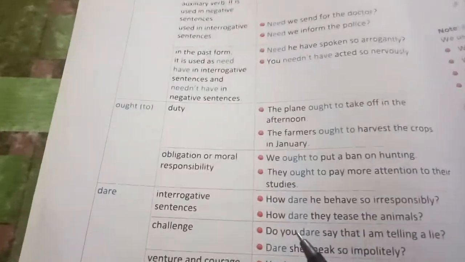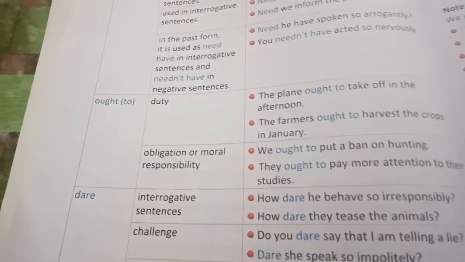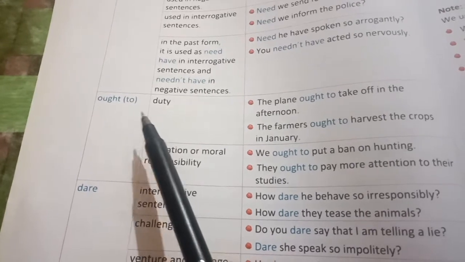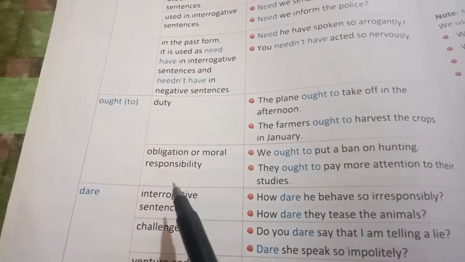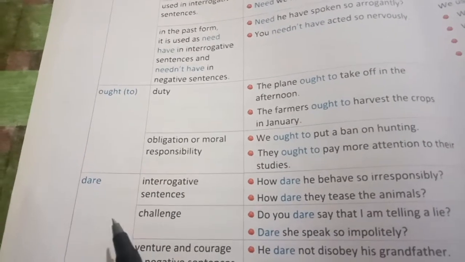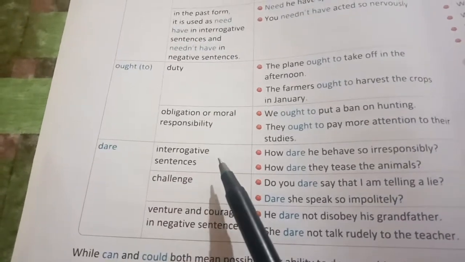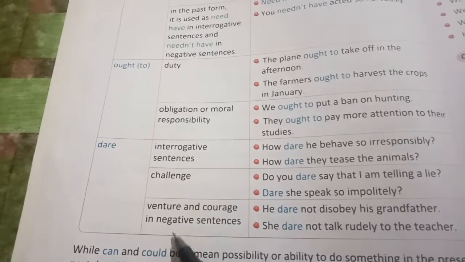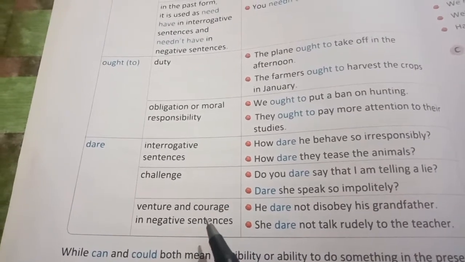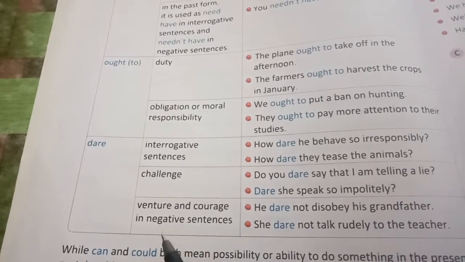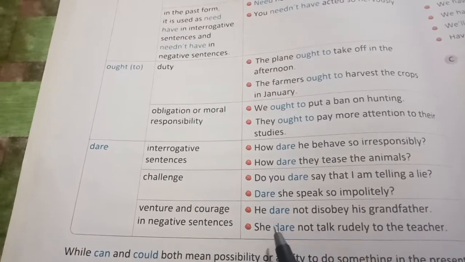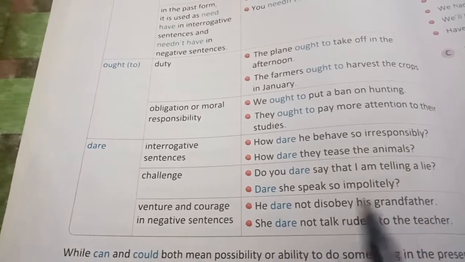Okay. Next is ought to. After ought, we always place to. This ought to is used to show duty, obligation or moral responsibility. Dare: interrogative sentences, challenge, venture or courage in negative sentences. So basically dare is used for challenge, venture and courage in negative sentences. Like, he dare not disobey his grandfather.